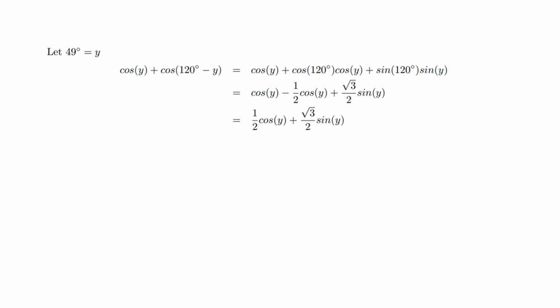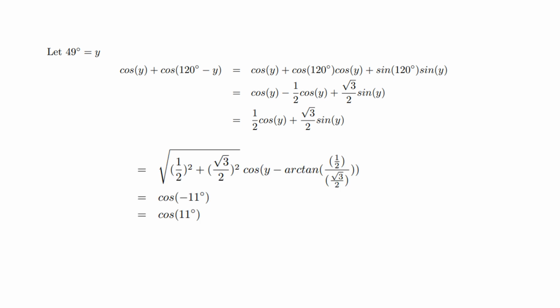Using the compound angle formula and subbing in the values of cosine 120 degrees and sine 120 degrees, we can simplify this expression a bit. And then after this, we get something of the form a cosine y plus b sine y. So we can try to use our formula, and we get cosine negative 11 degrees, which is also the same as cosine 11 degrees. Hence, our answer is 11.